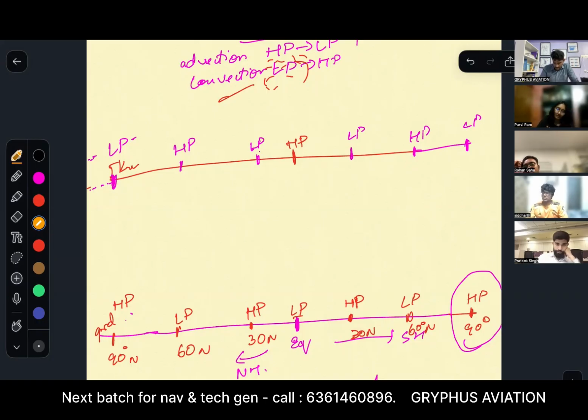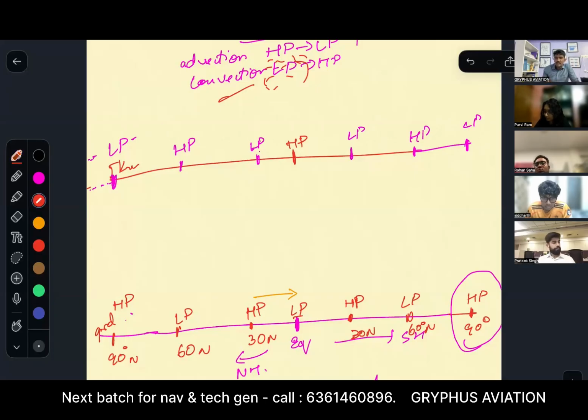Horizontally, sir. Advection will be from low pressure to high pressure or high pressure to low pressure? High to low. Now take this 30-degree north. 30-degree north is high. Can I say wind will move like this horizontally?